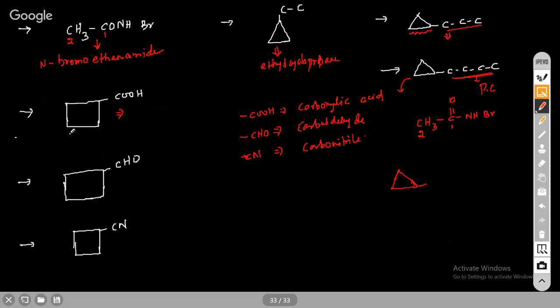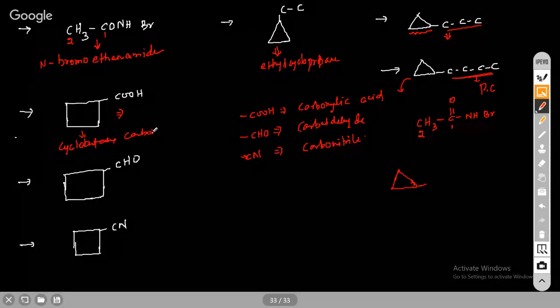So we write here what? Cyclobutane carboxylic acid. This is cyclobutane carbaldehyde. This is cyclobutane carbonitrile. Clear?